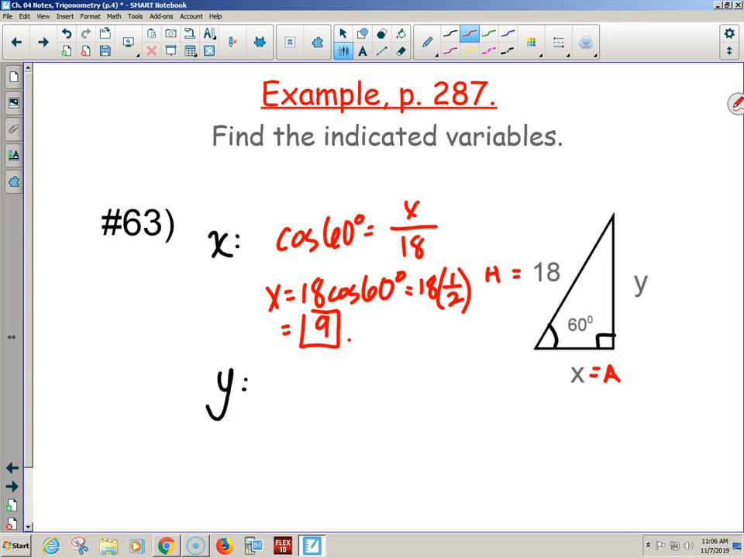The 60, that's nothing. No, it's where to look. Let me do Y and then I'll show you. Ready? Y. Who's that? Opposite. Y is opposite, right? So I'm not going to use cosine. I'm going to use sine. Because I had the 18, so why not just use the hypotenuse, and still use opposite over hypotenuse? So sine of 60.